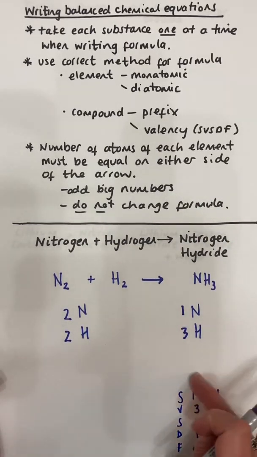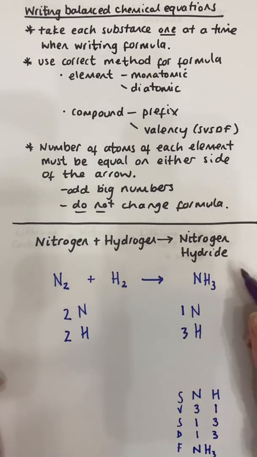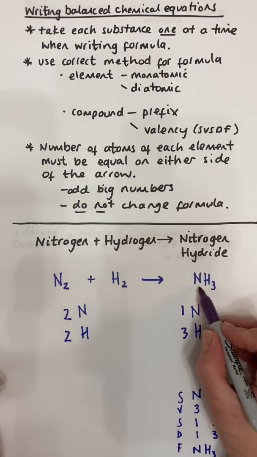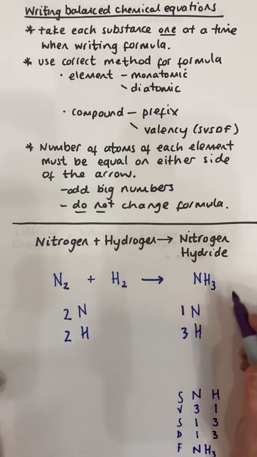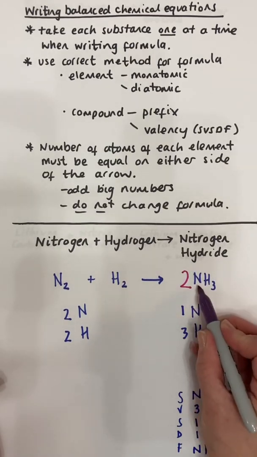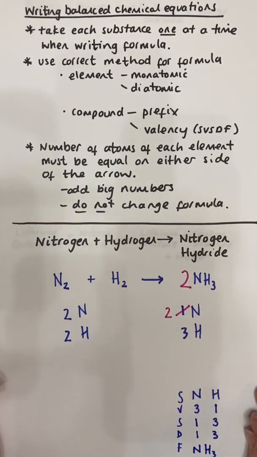I've gone to the bother of working out the formula for nitrogen hydride. That's NH3. I can't just slip a wee 2 in here because I fancy it, because it would then balance my nitrogens. What I have to do is multiply the whole formula. If I've got 1 nitrogen and I want 2, then if I put a big 2 in front of here, that now gives me 2 nitrogens. So I can score out my 1 and write a 2.